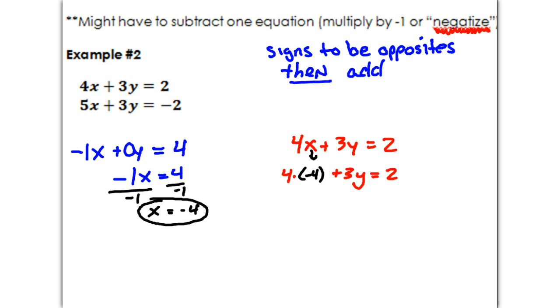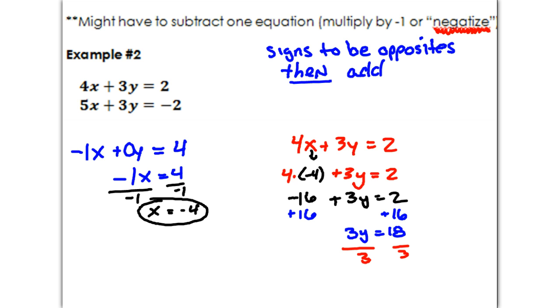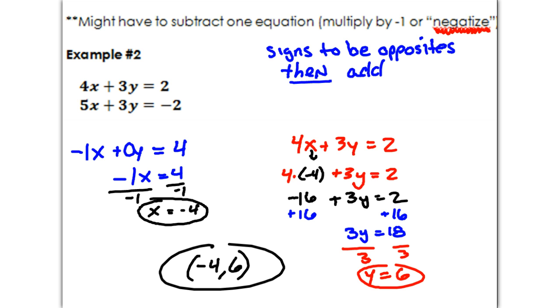4 times -4 here is -16, plus 3y equals 2. And we're just going ahead and solving for y here. So we're going to add 16, and that gives us 3y equals 18. Remember, we're doing order of operations in reverse. Here we'll divide by 3 on both sides, and we'll get y equals 6. So our solution here is the point -4, 6, x then y. And that's our solution to the system.